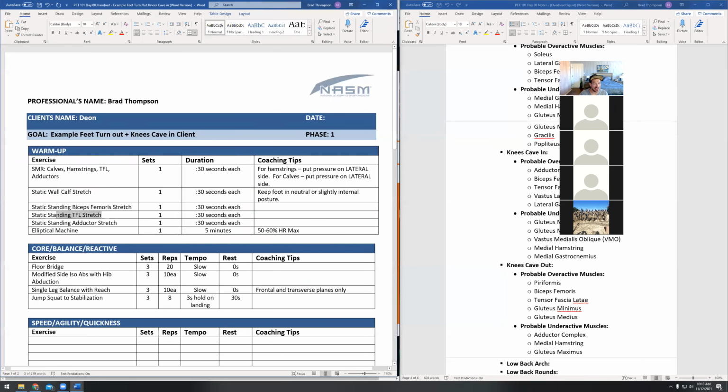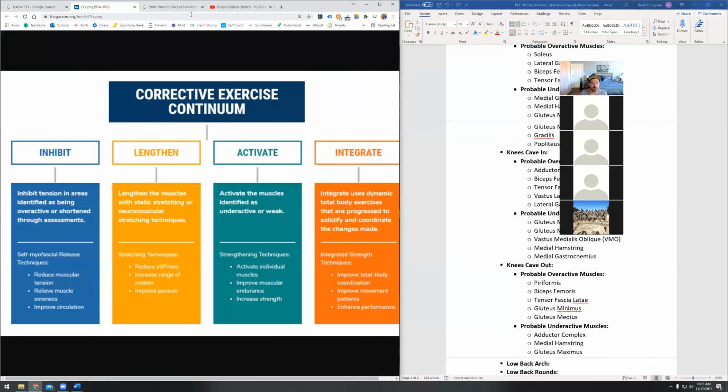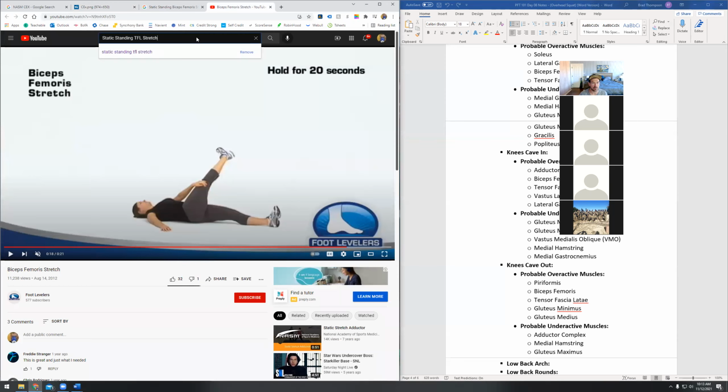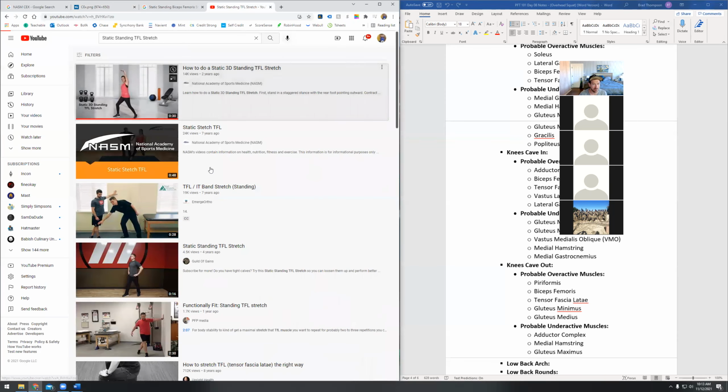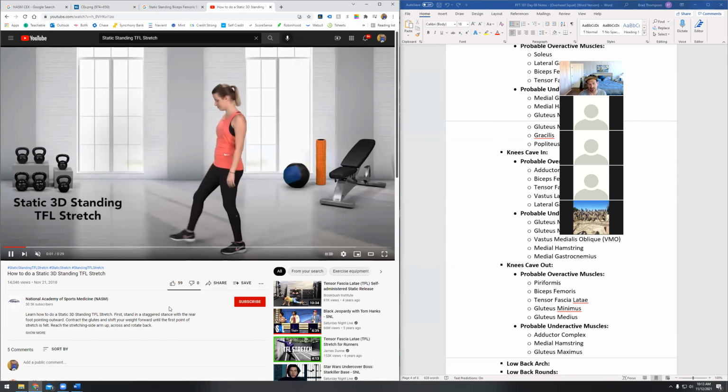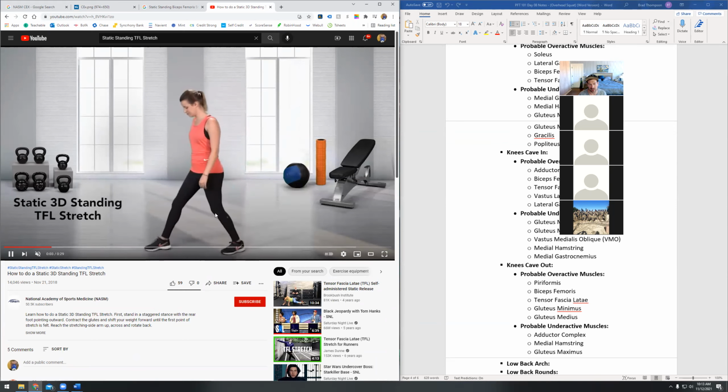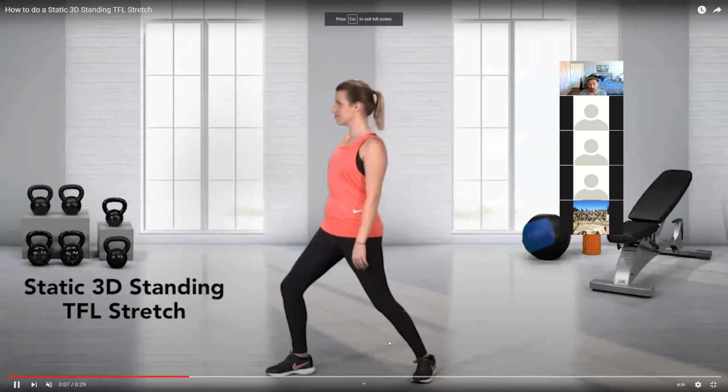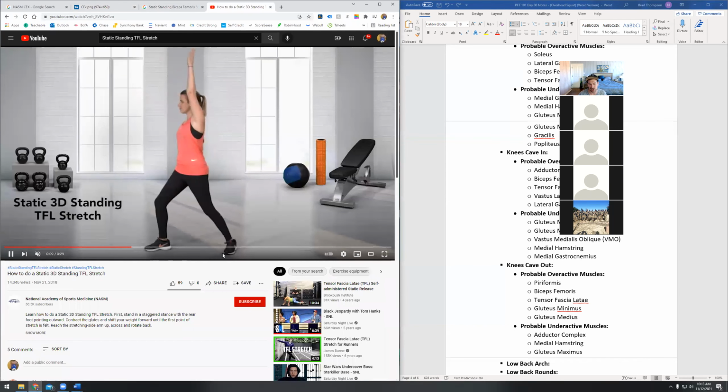And then we've got a standing TFL stretch, which is going to look like this. So the TFL does hip flexion, right? So she is drawing this leg into hip extension. It does internal rotation. So what is she doing? She is externally rotating the foot, and then she's leaning away slightly, creating even further external rotation. So that's a pretty good stretch for the TFL.